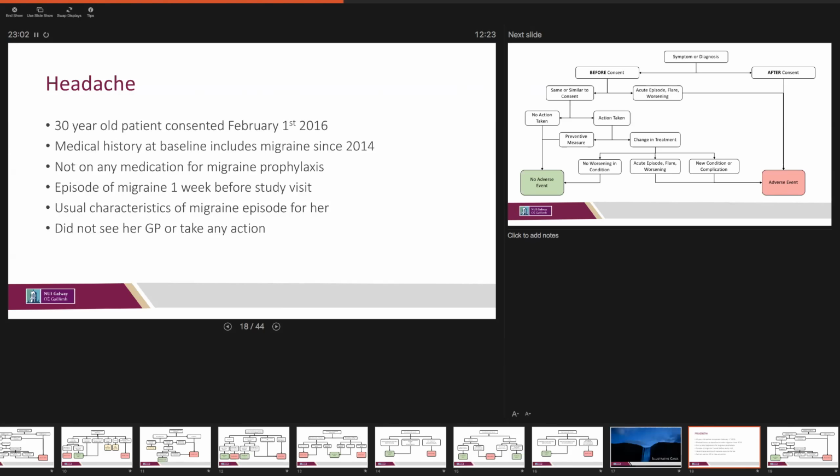And she said, I had a migraine a week ago. So she had an episode of headache for migraine that's related to a baseline medical history item. And she said it was her usual migraine. It was her typical event. She went to bed. She took treatment. Before she went to bed, it settled down. She didn't see her GP and she didn't take any action.